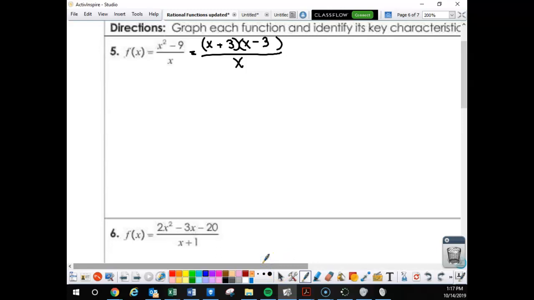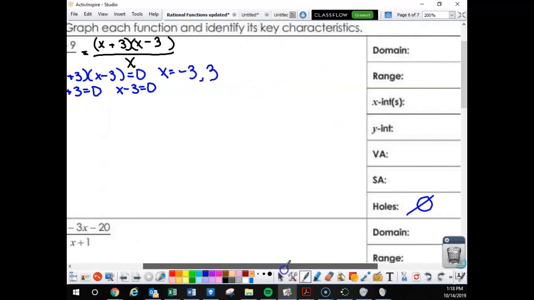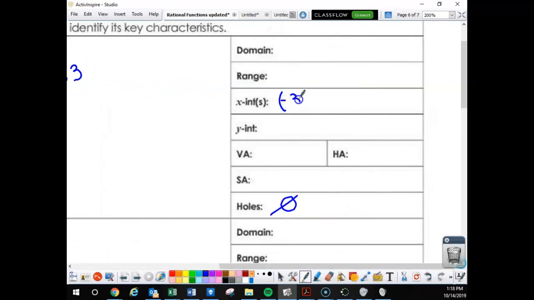The first thing I want to check is my x-intercept, and that is when I set the numerator equal to 0. So I have x plus 3 and x minus 3 equals 0. Because of the zero product property, I can set both of them equal to 0: x plus 3 equals 0 and x minus 3 equals 0. So I end up with negative 3 and 3. My x-intercepts are negative 3, 0 and 3, 0.